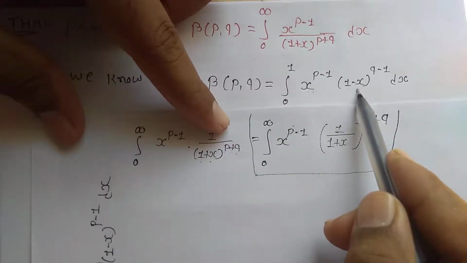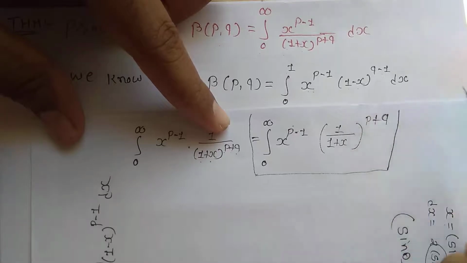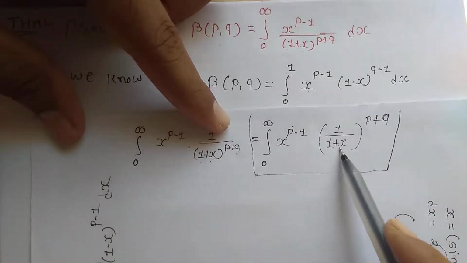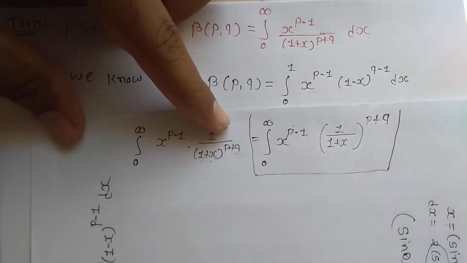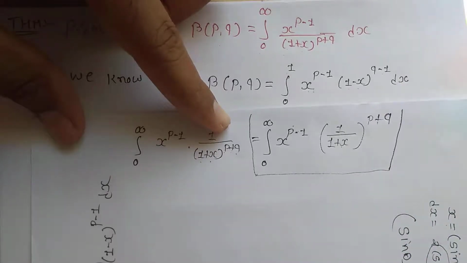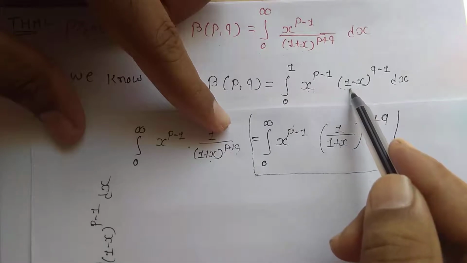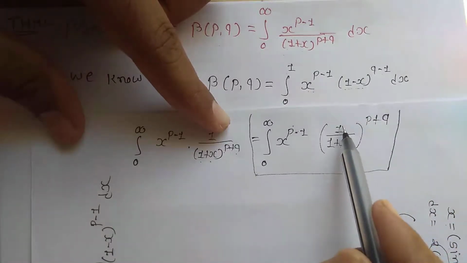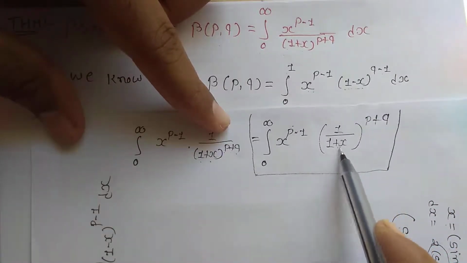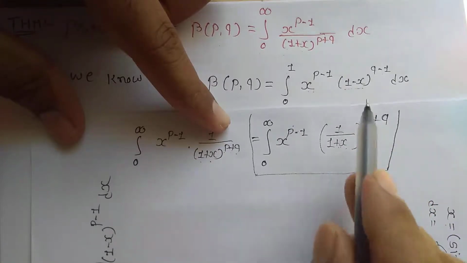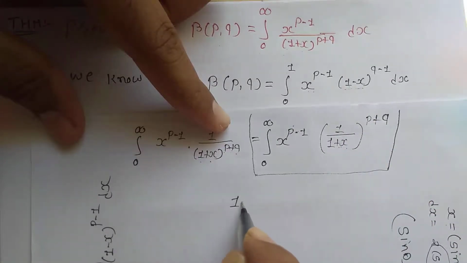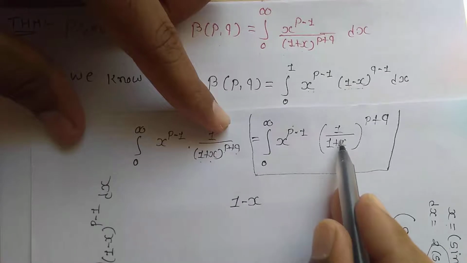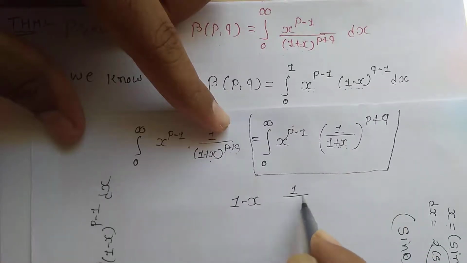The second term is 1 minus x raised to q minus 1, and here 1 upon 1 plus x raised to p plus q. Here the base is 1 minus x and here the base is 1 upon 1 plus x.